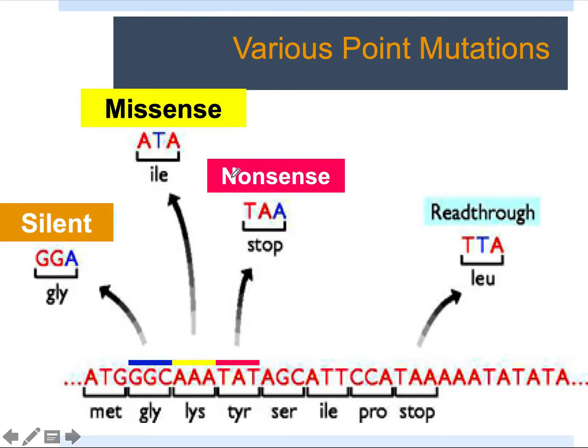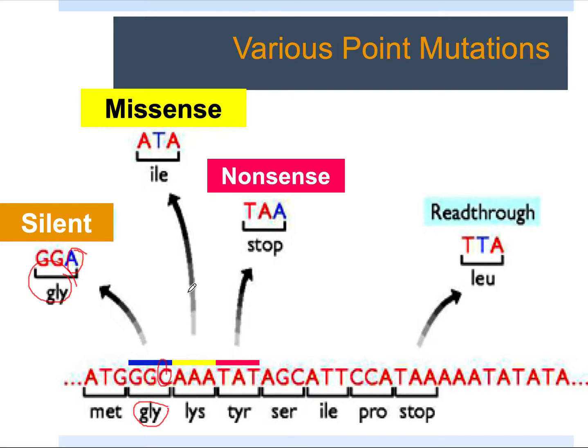So I'm trying to pictorially show you how these different point mutations are present. You have a silent mutation in this instance where GGC codes for glycine, and there is a substitution of C with A, but it still leads to the synthesis of glycine because of the redundancy that is built into the genetic code. That's an example of a silent mutation. There's a mutation, but there is no effect, phenotypically or functionally, on the organism.